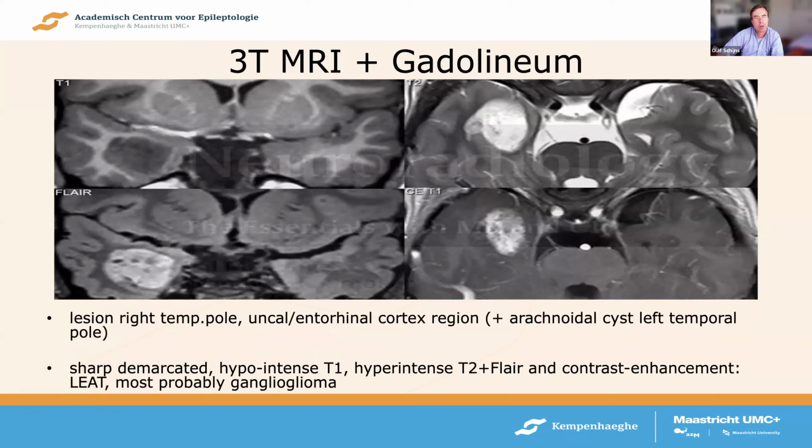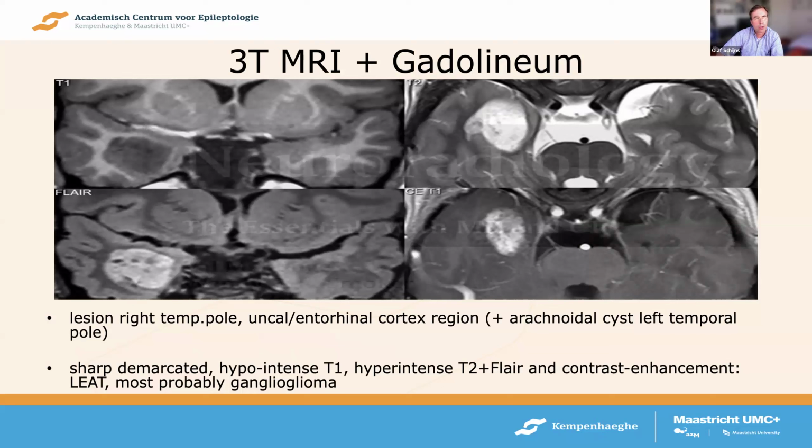This was a 3T MRI, an epilepsy-dedicated protocol with gadolinium. And you see here, when I go from the upper left corner, that's a T1 without contrast. Then you go to a FLAIR below it, a T2 in the right upper corner, and a T1 plus contrast in the right lower corner. And you see there that there is a mass lesion. It's quite well circumscribed, sharply demarcated, hypointense on T1, hyperintense on T2 and FLAIR. And there is a contrast enhancement.